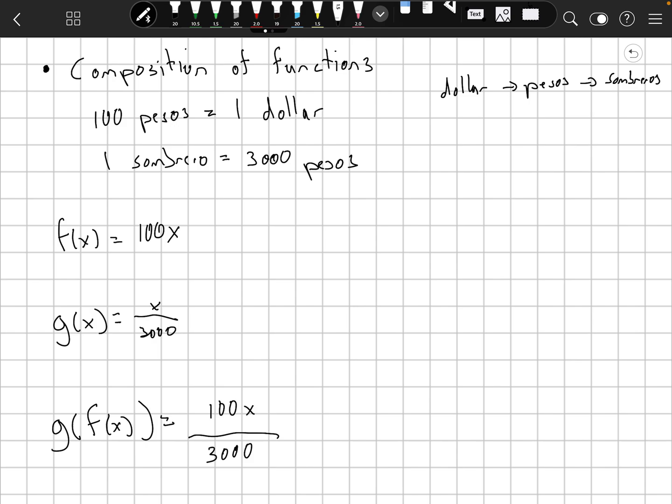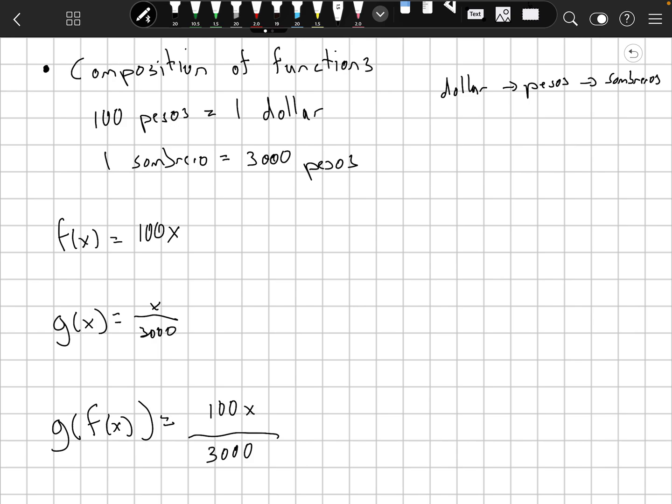Let's say that you want to purchase a sombrero and you're in Mexico and you're kind of curious. You need to figure out how many dollars this sombrero costs, but the sombrero is for sale in pesos. So that's kind of the idea here.